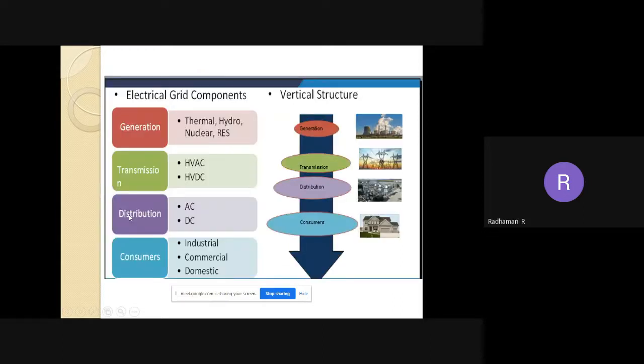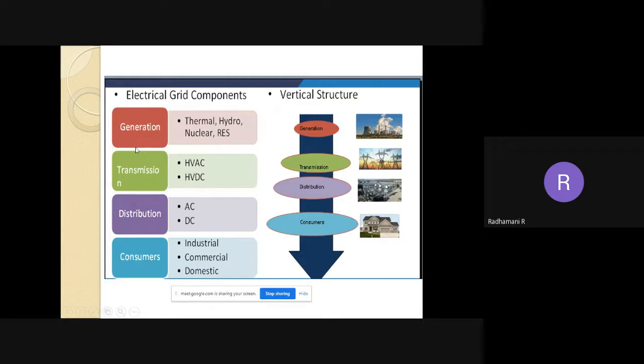So these are all the sections available in the power system. The first one is generation. Various generating power plants are available: thermal power plant, hydro power plant, nuclear power plant, and also renewable energy based power plants. With the help of these renewable energy sources, power can be generated.